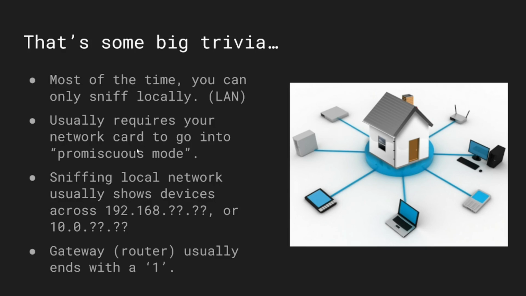Okay, so most of the time your local network IP addresses will pop up as 192.168.whatever. That shows that all the IPs you're seeing are local machines. As well, you'll see 10.0.whatever. And your router or your gateway usually ends with a 1. So you'd see 192.168.0.1. That would be your gateway. 10.0.0.1 gateway.